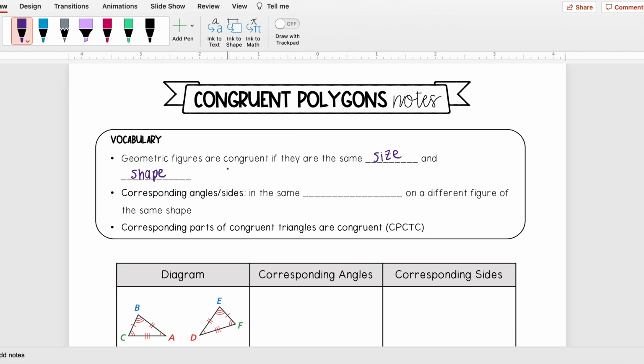And then we have something called corresponding angles/sides. And so in this, it is in the same position on a different figure of the same shape. So when we have two congruent figures, we say the corresponding angles or sides are basically in that same position on both. And we'll see some examples of that here in a second. And then something that we're going to use a lot later on in this unit is that corresponding parts of congruent triangles are congruent, CPCTC.